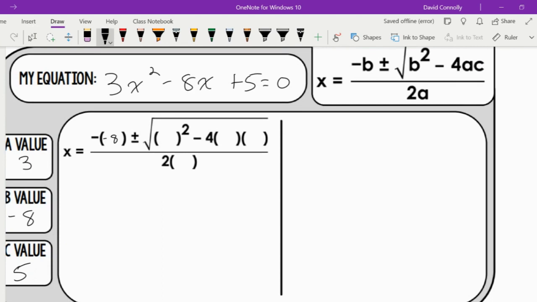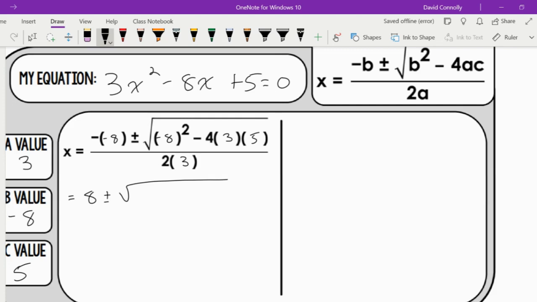Negative 8, 3, 5, and 3. And then again, we're going to go ahead and start simplifying, focusing on what is inside the radical. Now, in this one, one thing we want to do is notice that here we have two negatives. Those are going to cancel each other out and become positive. So we have a positive 8 plus or minus. This becomes 64. Now, minus 4 times 3 times 5.